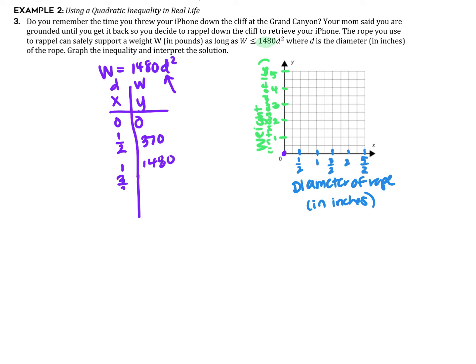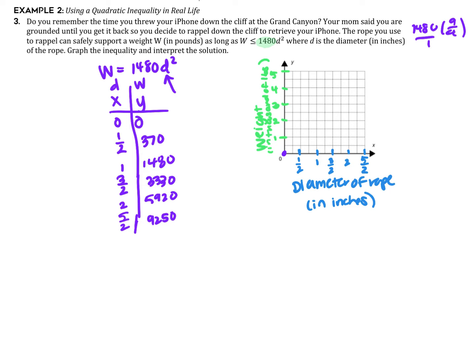If I plug in 3 over 2, that's going to give me 9 over 4. And then somewhere off to the side, we're going to multiply this by 9 and divide it by 4. On a problem like this where these numbers are so big, I don't have an issue with you reaching for a calculator just to make your life a little easier, but this is work that you could do by hand. If I plug in 2, I'm going to multiply 2 squared, 4, times 1,480. That's going to give me 5,920. And let's just get one more point. Let's get 5 halves. That's going to give me 25 over 4. And if I multiply that, I get 9,250.